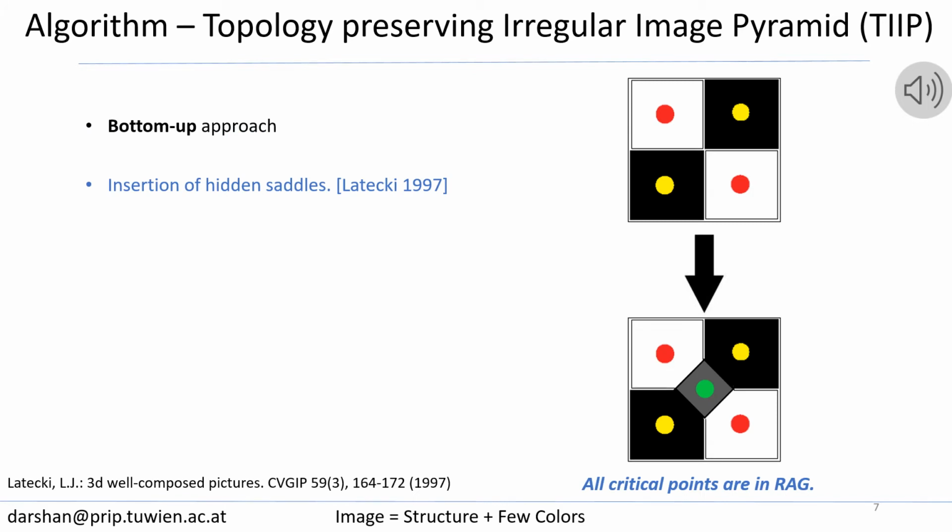If the sampling frequency is lower than the Nyquist criterion, then there is a possibility that the saddle points are not captured. All such configurations of pixels are termed non-well-composed pictures. By inserting hidden saddles, we convert all such non-well-composed configurations into well-composed configurations. After this step, all the critical points are present in the region adjacency graph.